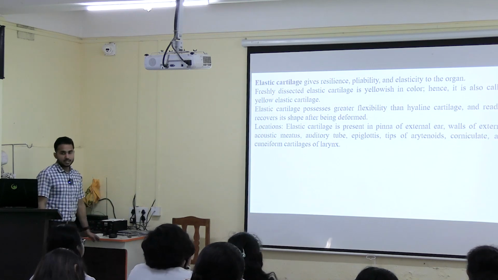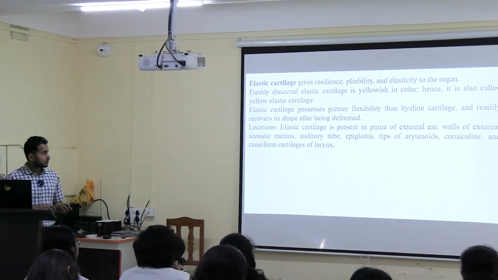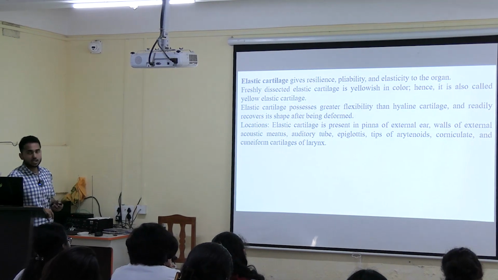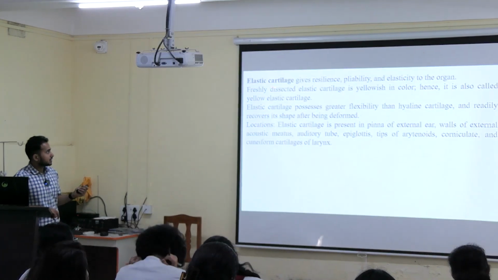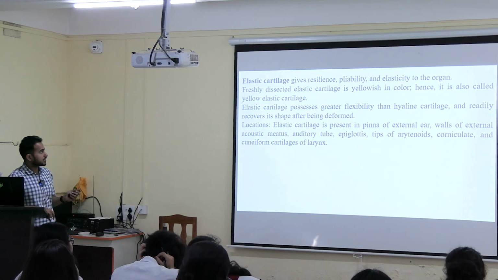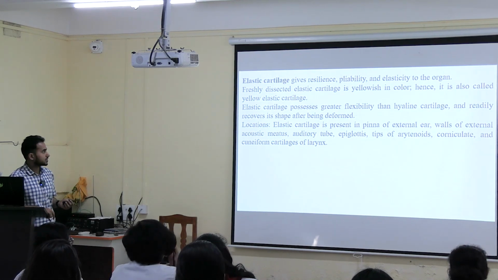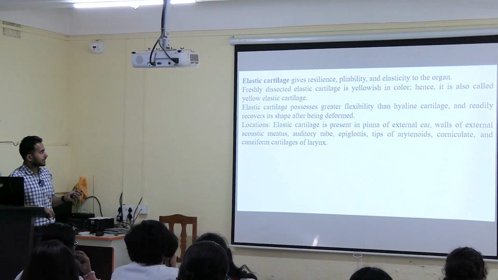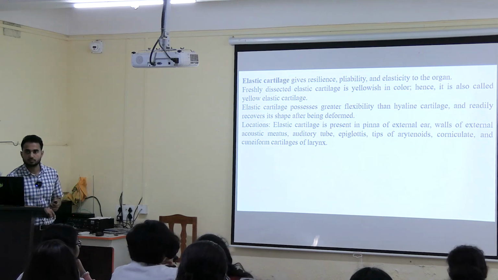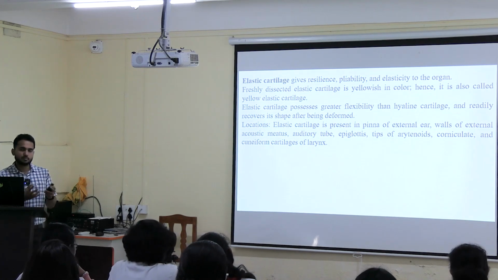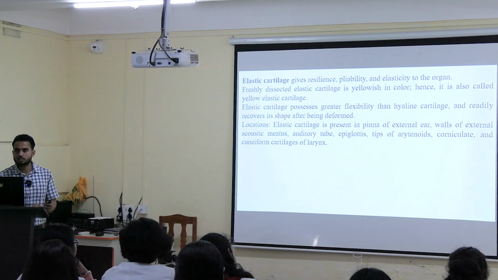Next is the elastic cartilage. Elastic cartilage gives resilience, pliability and elasticity to the organ wherever it is present. Freshly dissected elastic cartilage is yellowish in color, hence it is also called yellow cartilage. It possesses greater flexibility than hyaline cartilage and readily recovers shape after being deformed. That is the speciality of elastic cartilage. If you deform it, it can go back to its original position.